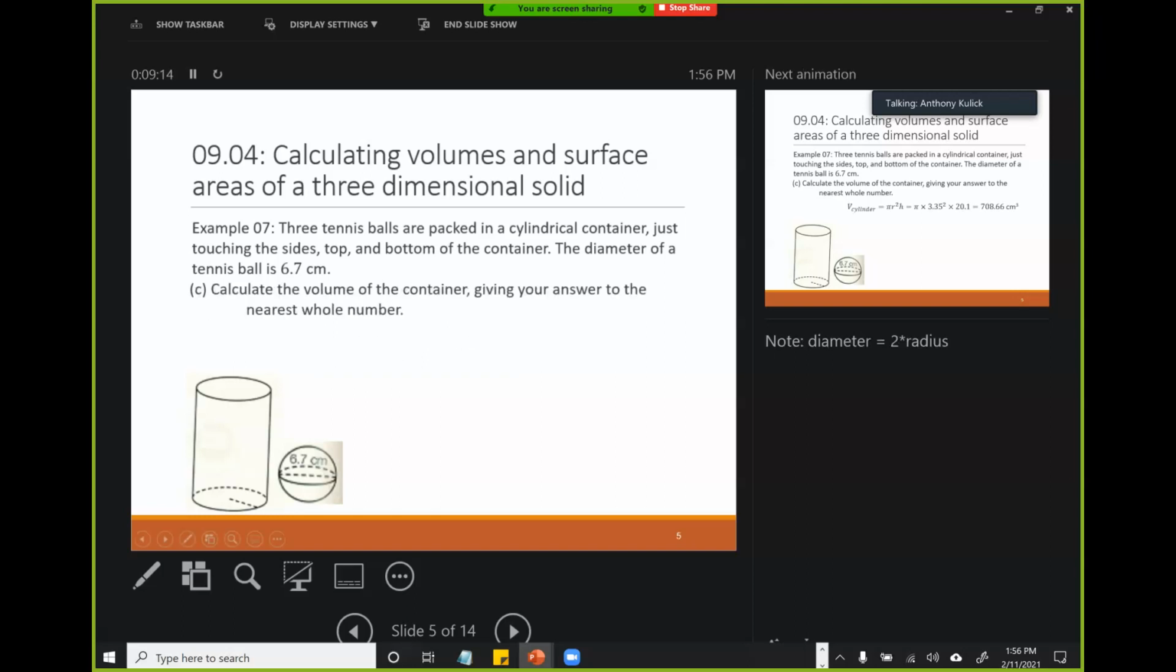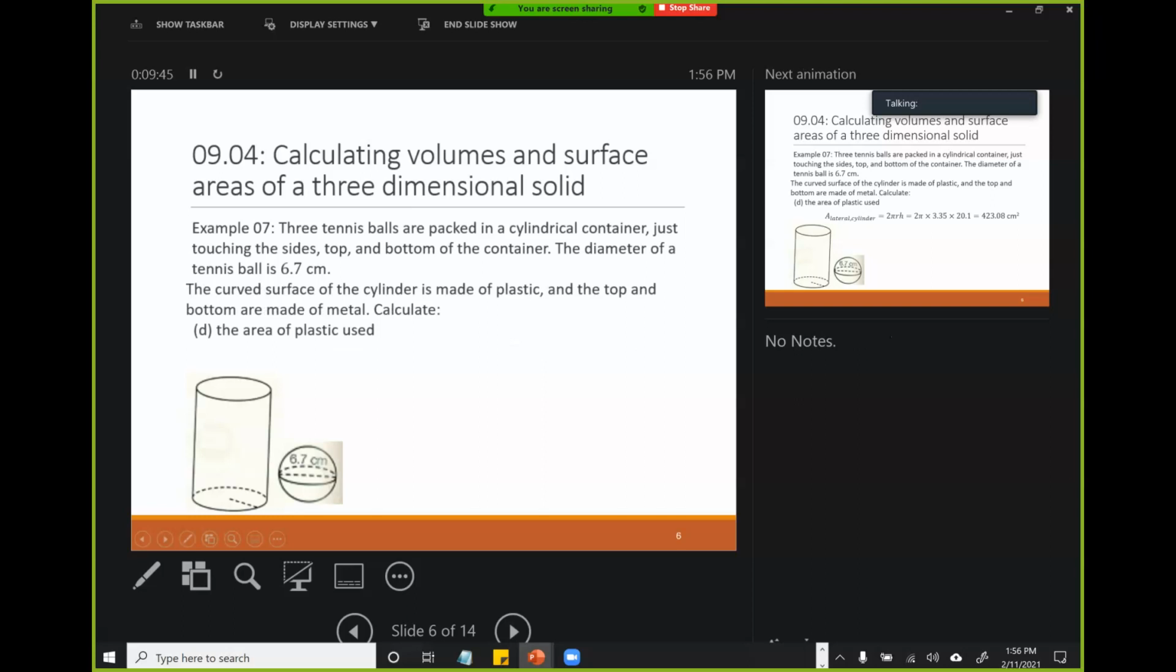Calculate the volume, rounded to the nearest whole number. So your volume of a cylinder is pi r squared h. So that's pi times 3.35 squared times 20.1. Where's the 3.35 coming from? Half of the 6.7, right? Half the diameter is the radius. Cool there? Okay.